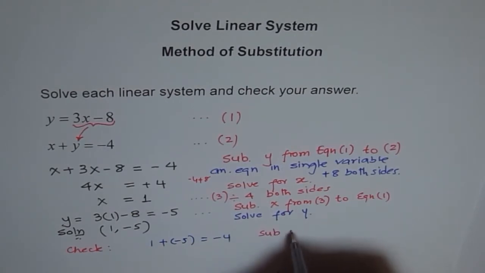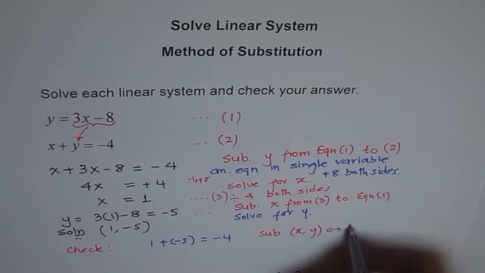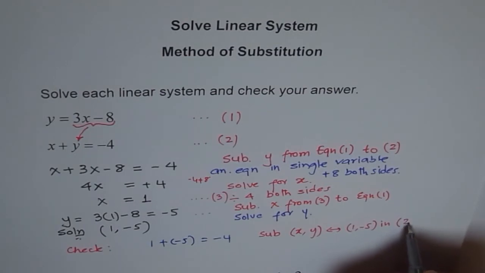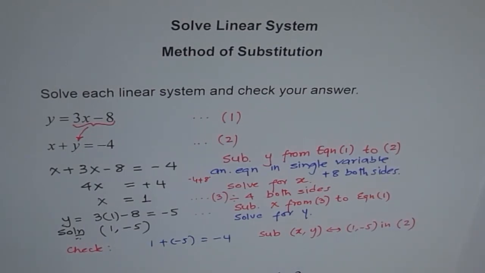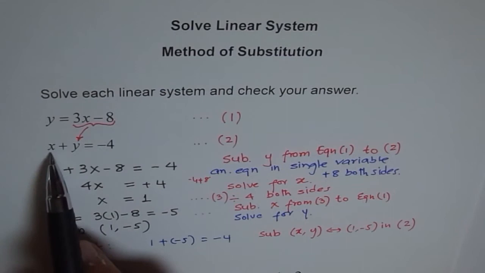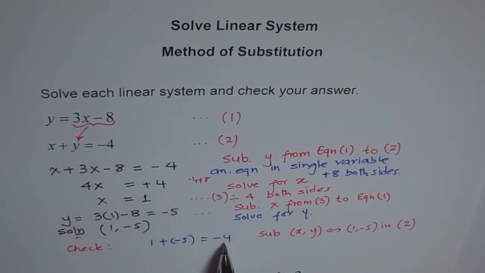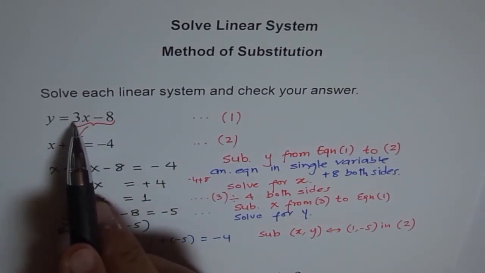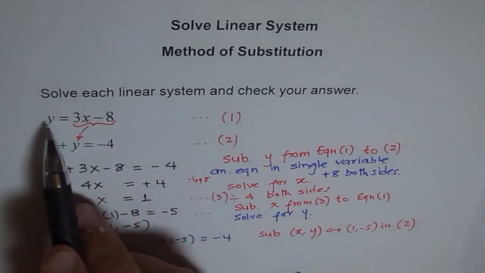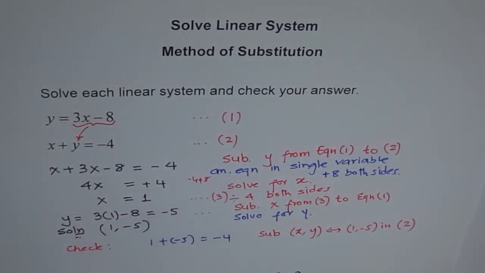We did sub x comma y, which was 1 comma minus 5, in equation 2, right? That's what we did, right? So we substituted 1 here, minus 5 here, and check. Did we get minus 4? Yes, we did. So left side is equal to right side. That is the check, right? Of course, if you do here also, you'll get the same value. If I put 1 here, 1 times 3 is 3, minus 8 is minus 5. That's how we got our value of minus 5, right?